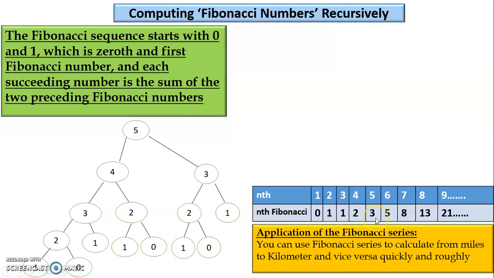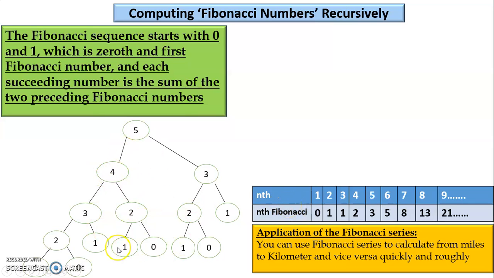Similarly, 3 miles is equal to around 4.8 something, so it's 5. Likewise, 8 miles is equal to 13 kilometers, and 13 miles is equal to 21 kilometers. This is one of the applications. Keep thinking, just see what other applications of the Fibonacci series there are.